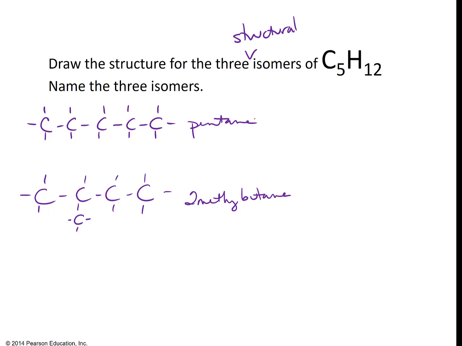And this is really one of the ways I know that these are structural isomers. They have different names. They have different bonding arrangements, so they're different molecules. But they do have the same number of atoms. They have the same formula. We can do one more, too.